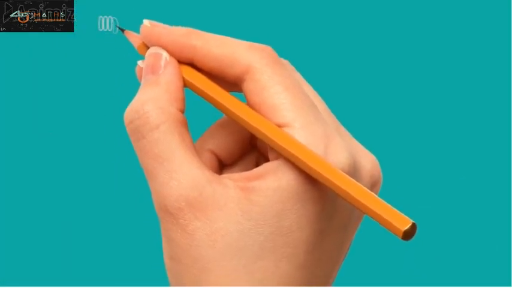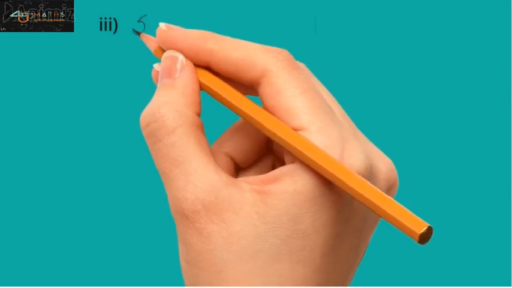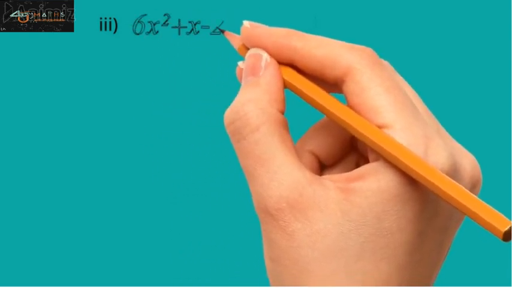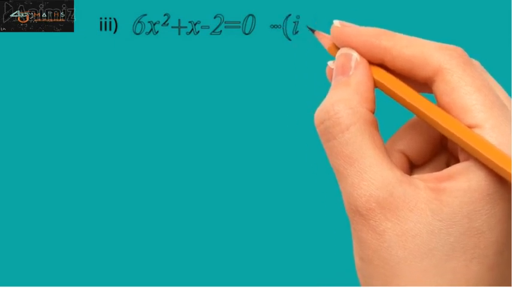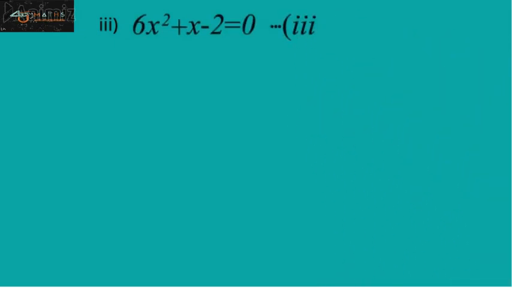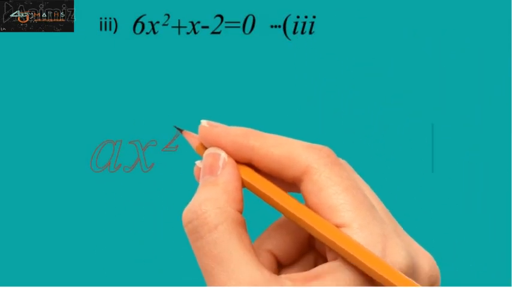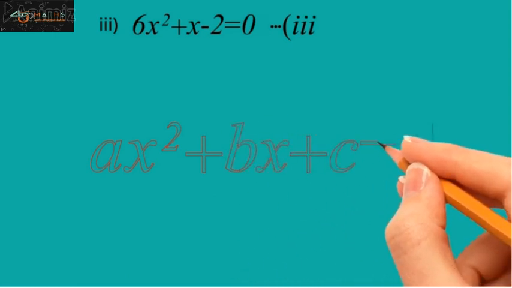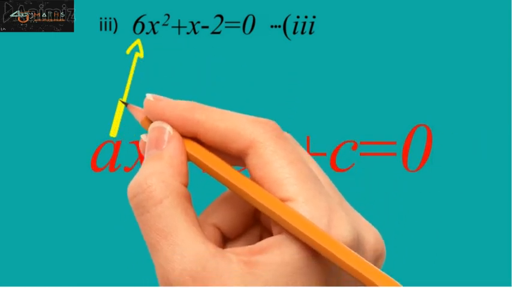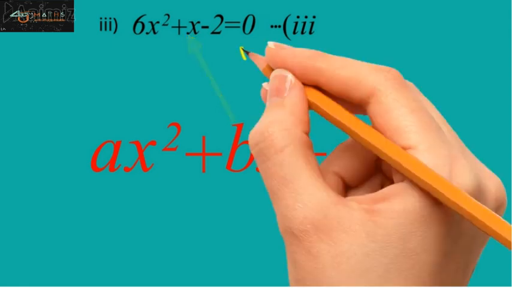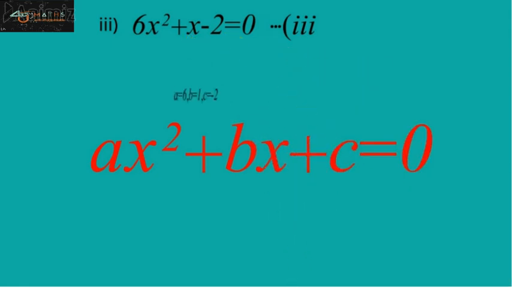The third part of this question is 6x square plus x minus 2 is equal to 0. Let this be our equation 3. Here I am comparing with the standard form of the quadratic equation. We find that a is equal to 6, b is equal to 1, and c is equal to minus 2.